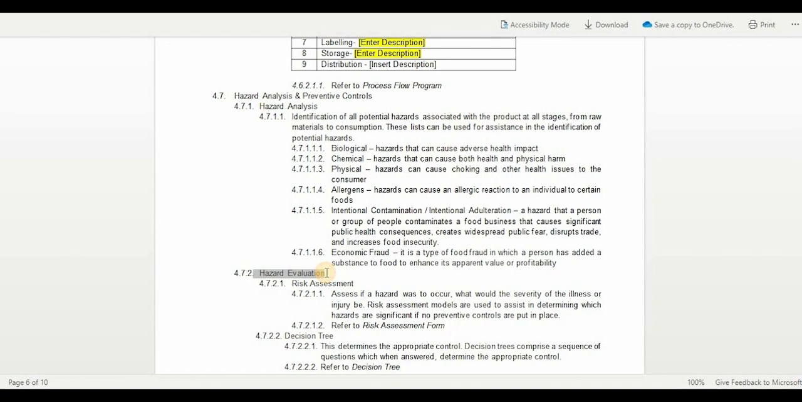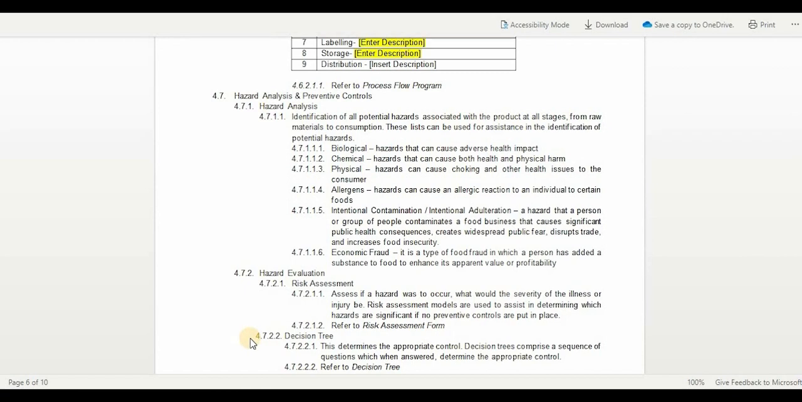Next is hazard evaluation. Under that, one is risk assessment. Assess if a hazard was to occur, what would the severity of the illness or injury be? Risk assessment models are used to assist in determining which hazards are significant if no preventive controls are put in place, which you may refer to risk assessment form.